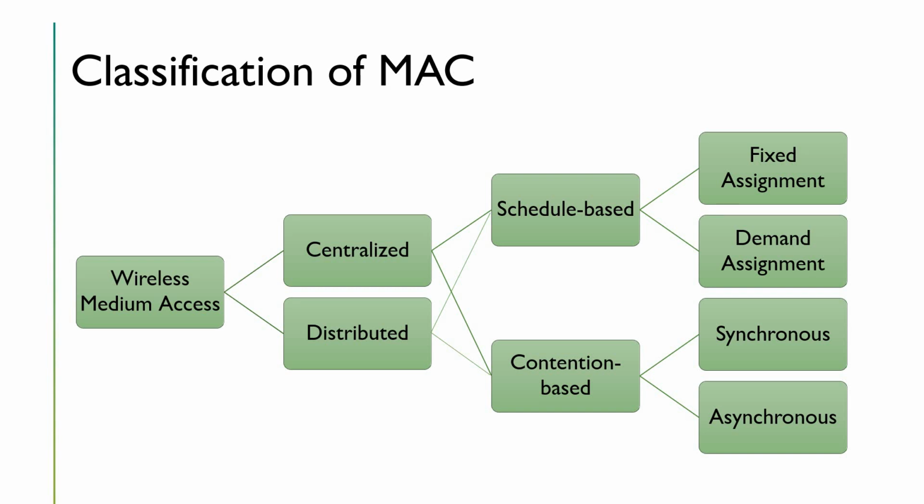So that is called demand assignment, and when the schedule is already fixed from before, this is called a fixed assignment, okay. And in case of contention based, there are two types: synchronous and asynchronous. So synchronous means before transmitting, the nodes need to synchronize with each other. They need to synchronize the time periods of waking up and sleeping, okay.